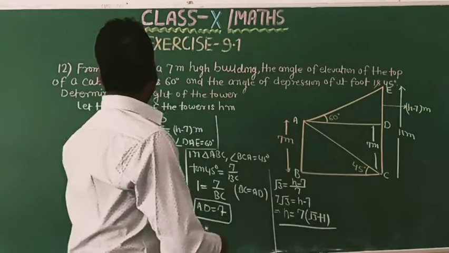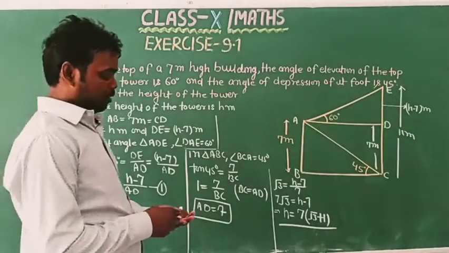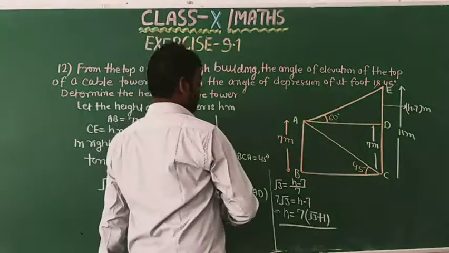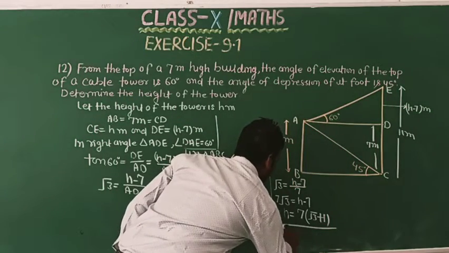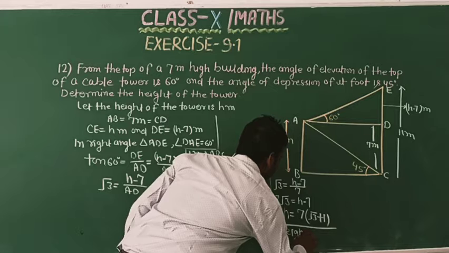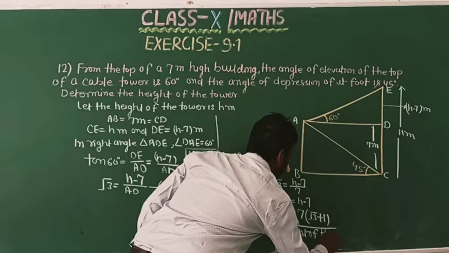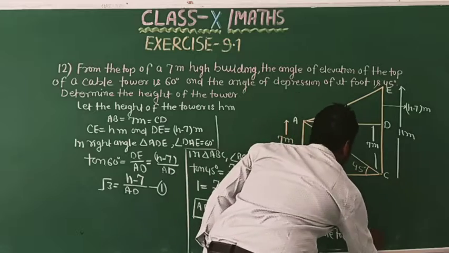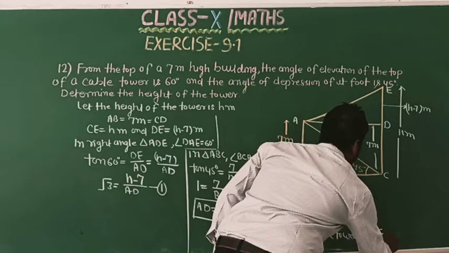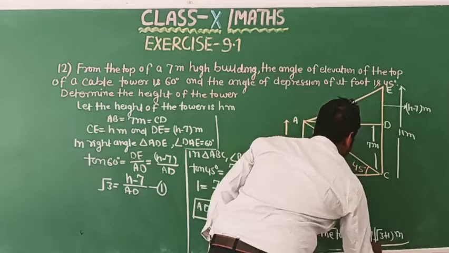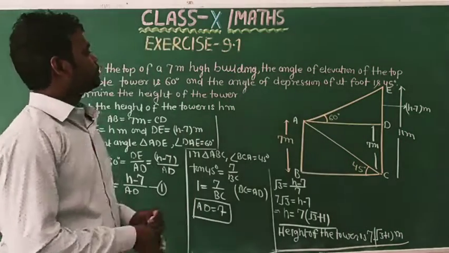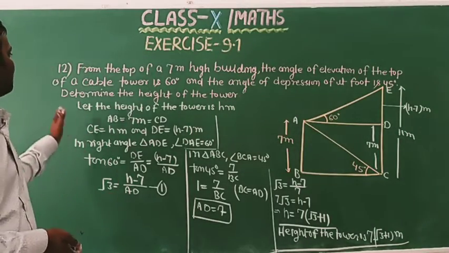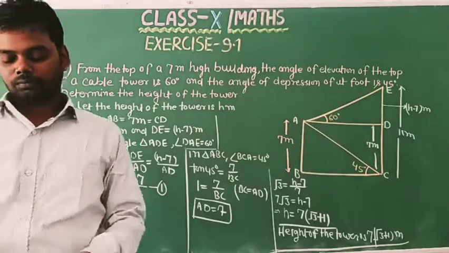So dear children, this is the height of the tower. The height of the tower is 7 times square root 3 plus 1 meter. Okay, so this is the solution of question number 12.